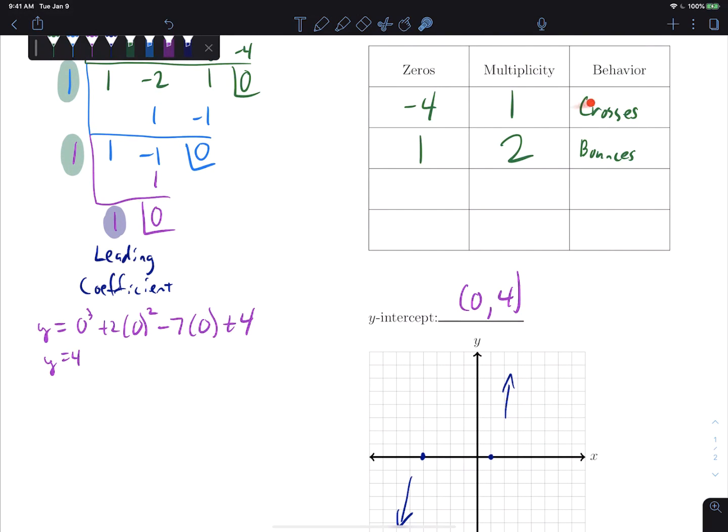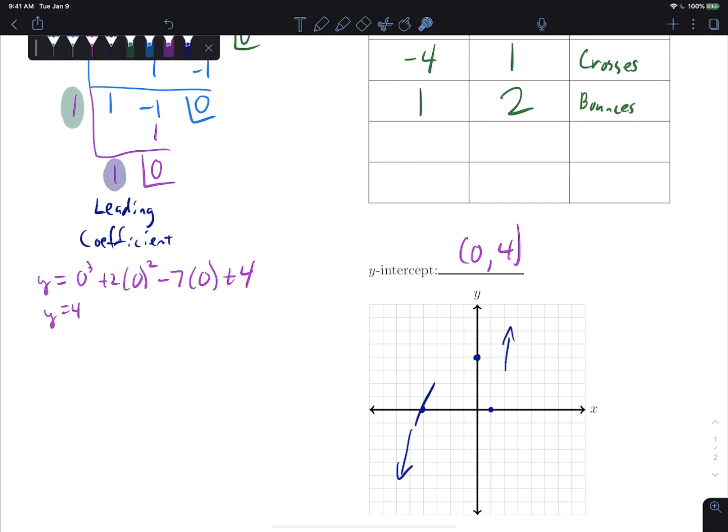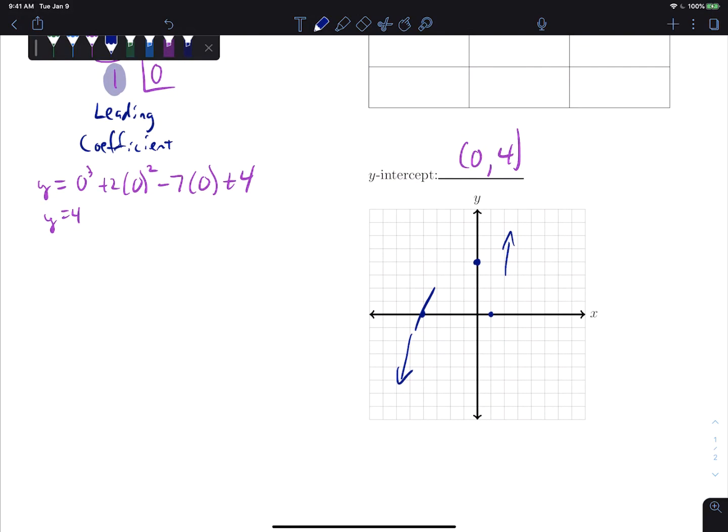At the -4, we cross in a linear fashion. So at this -4, we cross to the other side. We also have (0, 4) as a y-intercept. So we're going up through here, then we'll go back down through the 4, go down to x equal 1, and we're going to bounce here off of it, back up to the end behavior. So just kind of connect everything with a curve at this point.